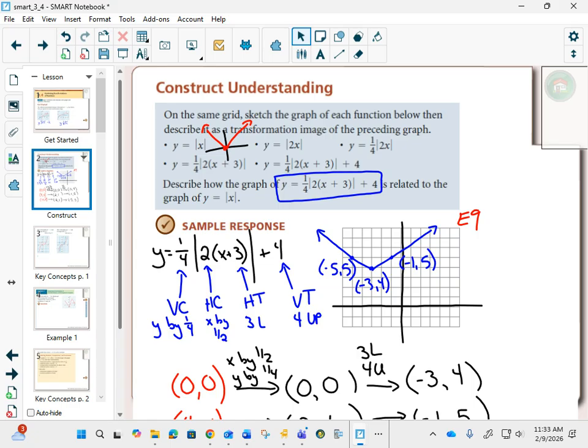Sometimes though, it's nice to plug in values just to check. Like if you plug in -3, do you see this would be 0? Times 2 would be 0. Absolute value of 0 would be 0. Times a quarter would be 0. And then you would still get 4. So I get -3, 4. I'm like, good. I know that that point is right. You can double check your points as well to see if they're right or wrong.